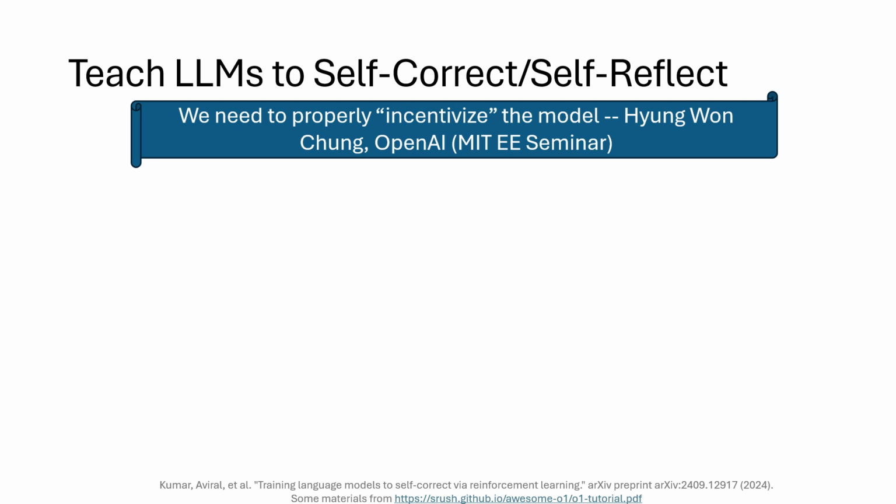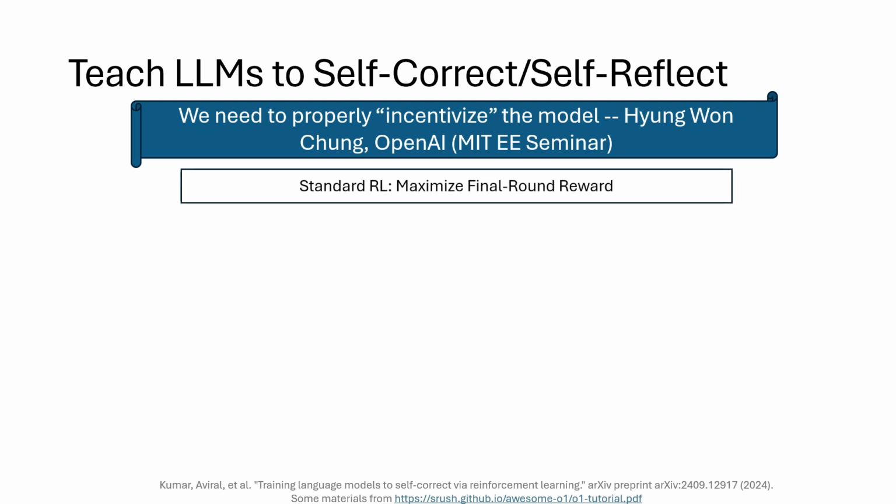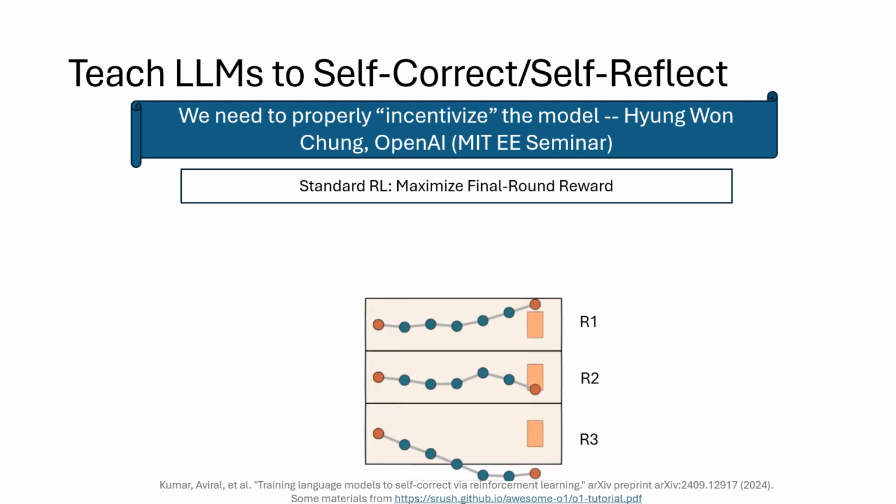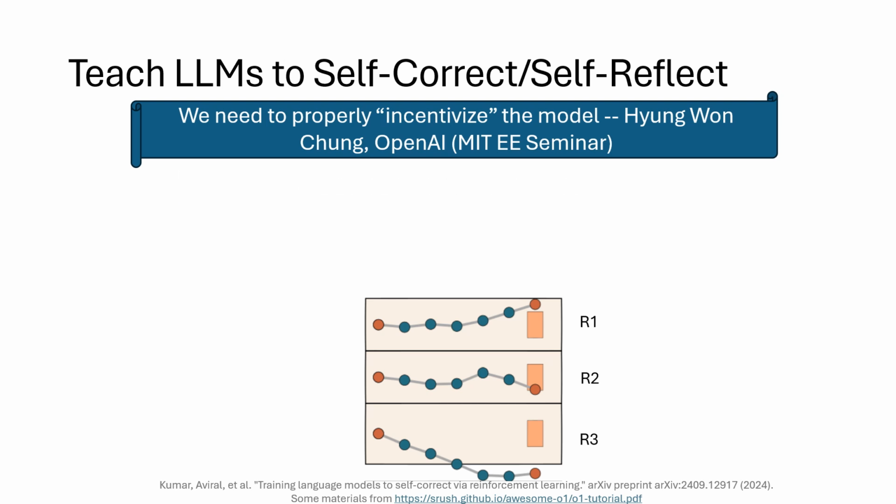So what did they do? Try to teach the model to self-correct or self-reflect. So let's review a bit about standard reinforcement learning. We maximize the typical final round reward, reusing the great materials from such a large talk. This means we sample multiple trajectories and we only give a supervision signal or reward signal at the end of a reasoning chain. And this translates to this typical PPO objective.